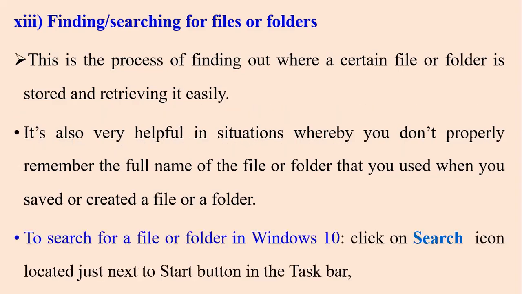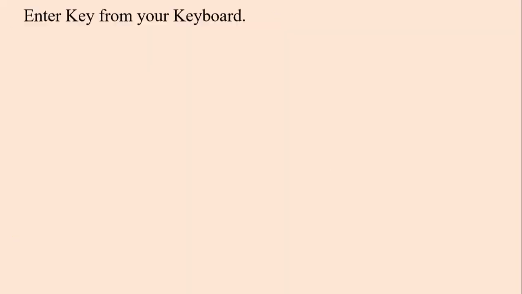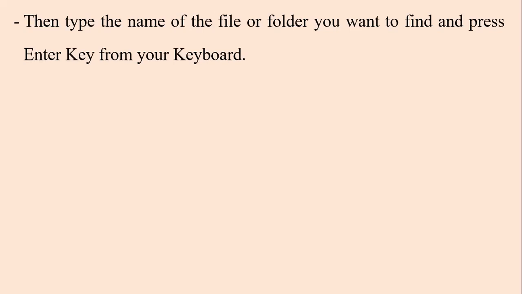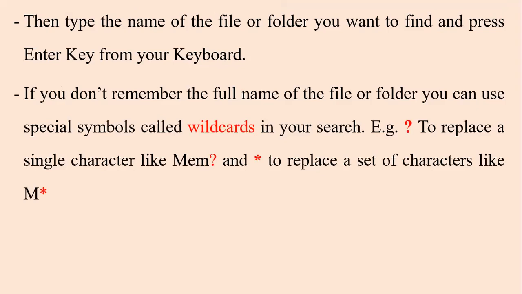To search for a file or a folder in Windows 10, you click on the search icon that is located just next to the Start button in the taskbar. Once that is done, you type the name of the file or folder that you want to find, and you press the Enter key on your keyboard. If you don't remember the full name of the file or folder, you can use special symbols that we call wildcards in your search. For example, you can use a question mark to replace a single character, like mem question mark.